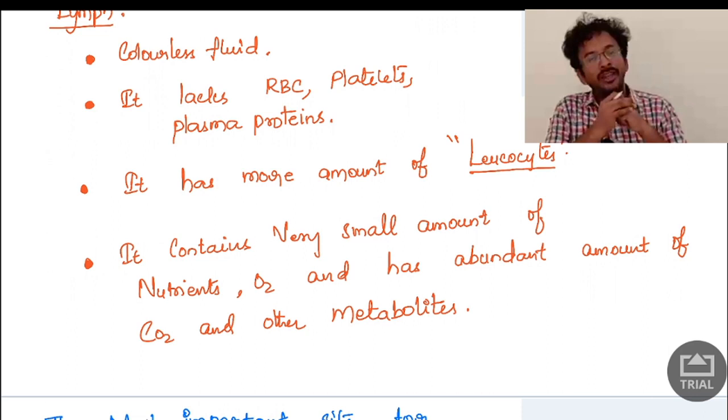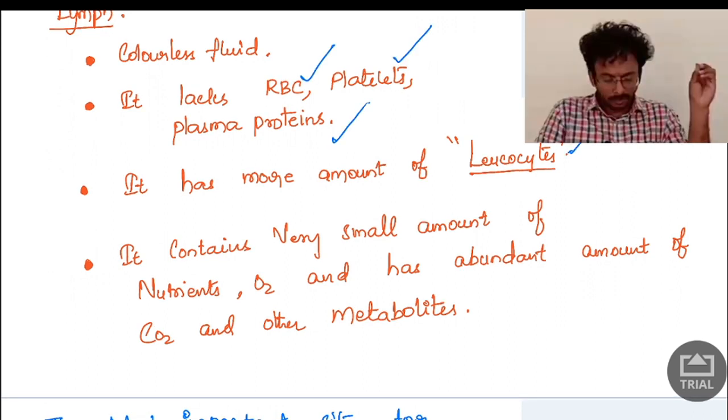Lymph is a colorless fluid. It lacks RBCs, platelets and plasma proteins; RBCs will be fewer, platelets will be fewer, plasma proteins are fewer. It has a larger number of leukocytes. It contains a very small amount of nutrients and oxygen, but it has an abundant amount of carbon dioxide and other metabolites. This one thing you have to remember: it contains more carbon dioxide and other metabolites.